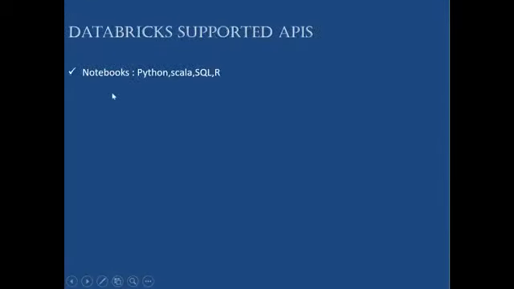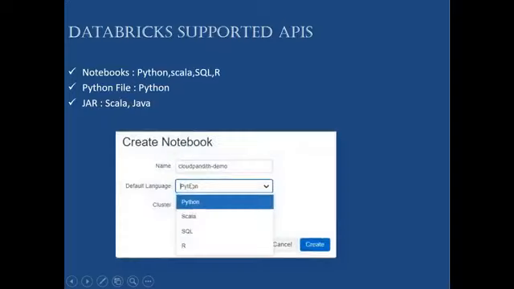Databricks supported APIs. A Databricks notebook supports Python, Scala, SQL, and R. Python files support Python. Jar files support Scala and Java. So meaning, you can do anything. In notebooks, you can write Python, Scala, SQL, R code. A Python file supports Python code. Jar files mean that with any Scala and Java code, we can create jar files. So a notebook supports Python, Scala, SQL, and R, these four languages.